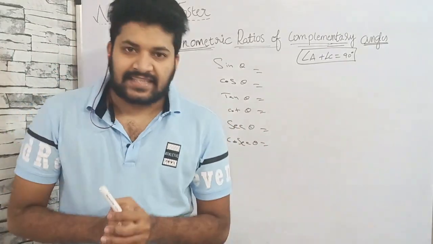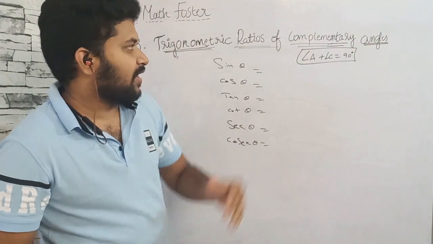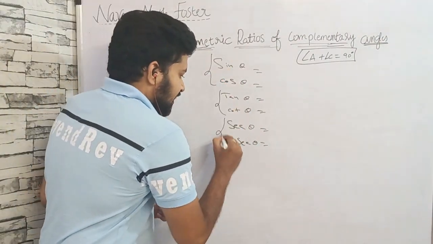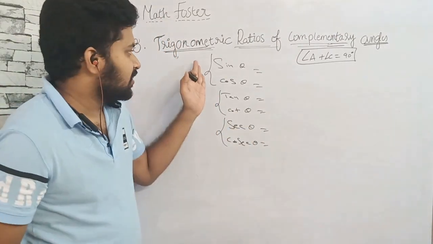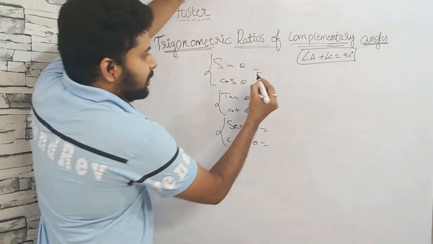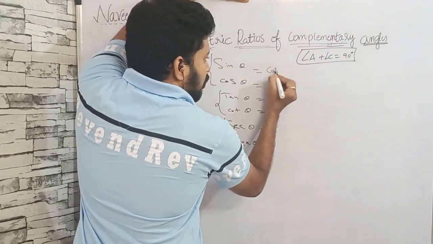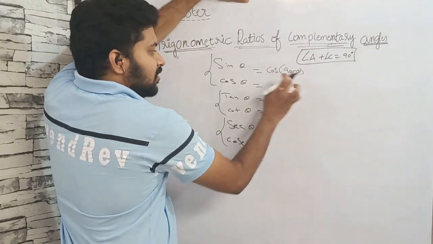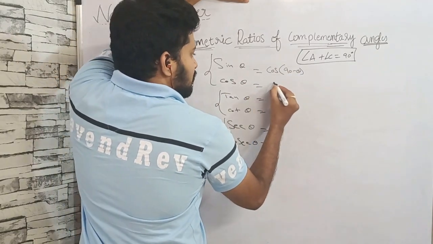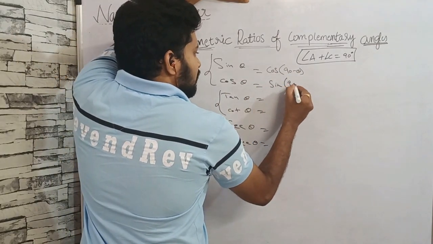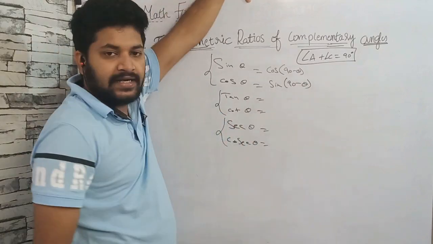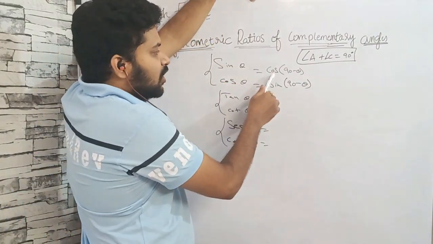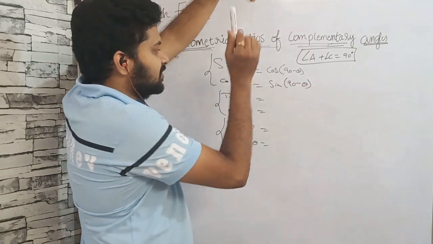So what is sin theta in complementary angles? Sin theta and cos theta, just remember them as two sets like this. The easy way to remember is this: sin theta is cos of 90 minus theta. And coming to cos theta, it is sin of 90 minus theta. Suppose sin 40 is the target, then it is cos of 90 minus 40.